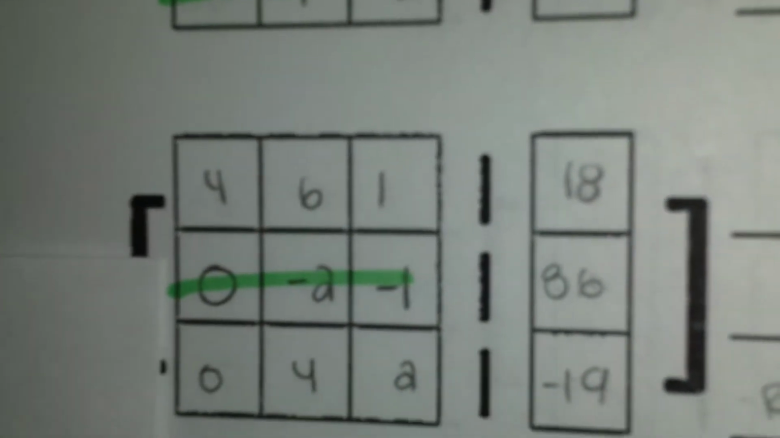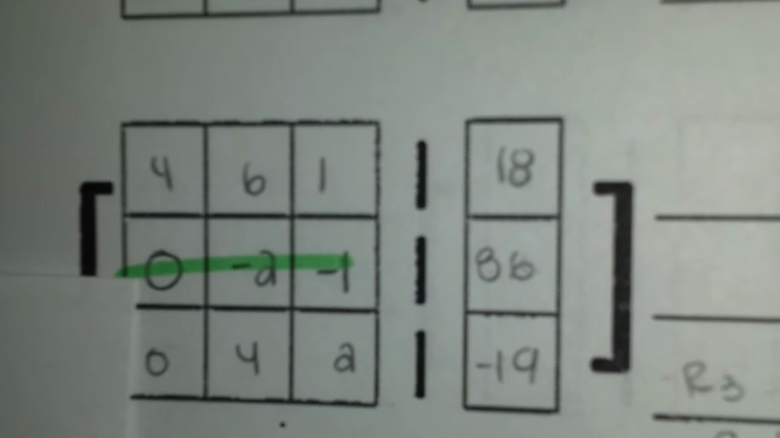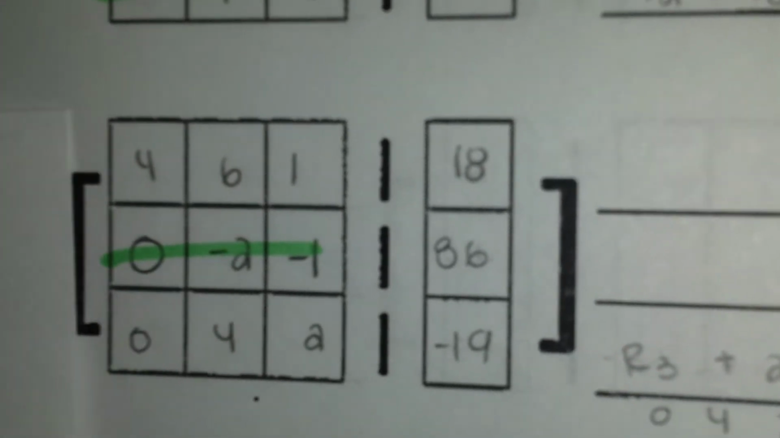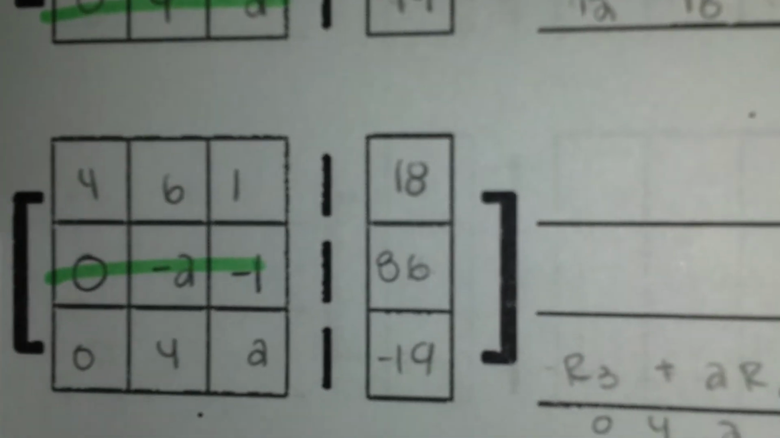And then -12 and 12 gets me that 0, and then you just add the rest of the numbers and you should get -2, -1, and 86. And then again, the rest of the matrix just stays the same.